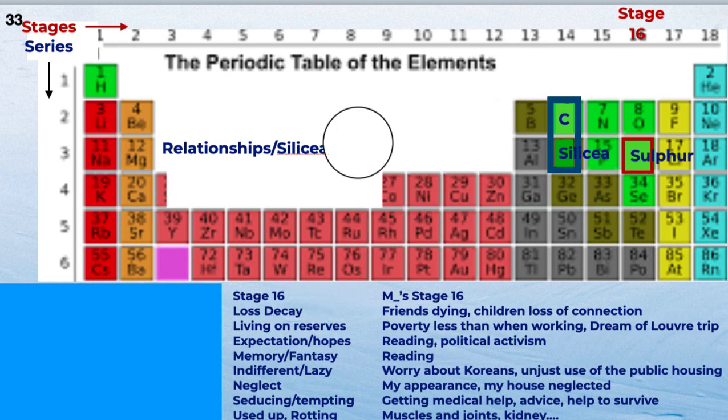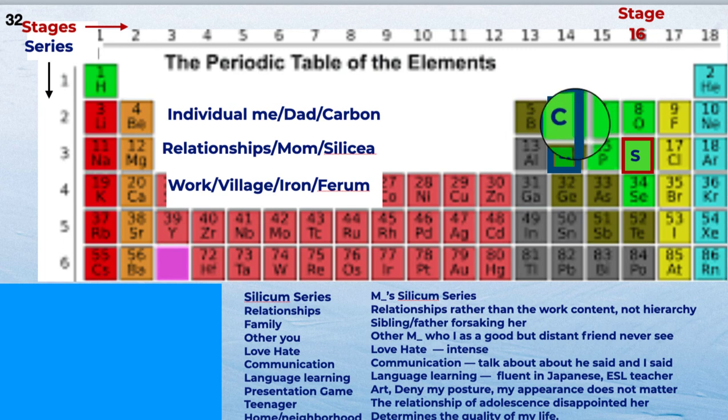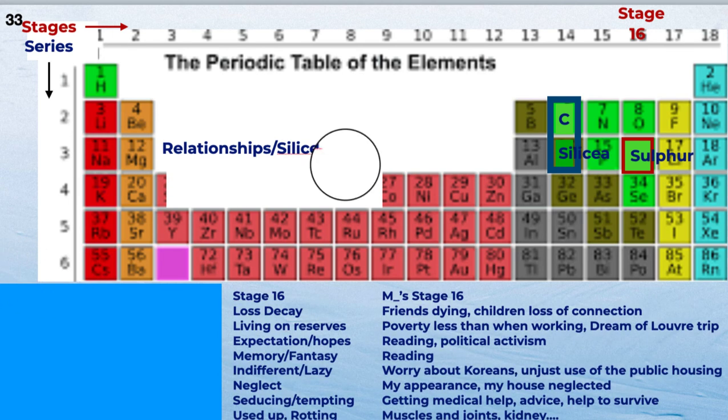Let's look at the stage. Right. Just now we looked at the series, right? This is all about the series. So it's about this row. And the other part of it is the stage here. So the stage is about this column. It's about this column here, right? Stage 16. These all have a numerical identity.